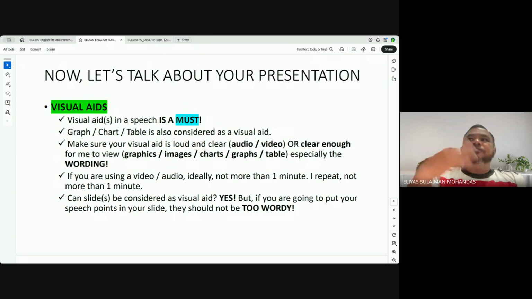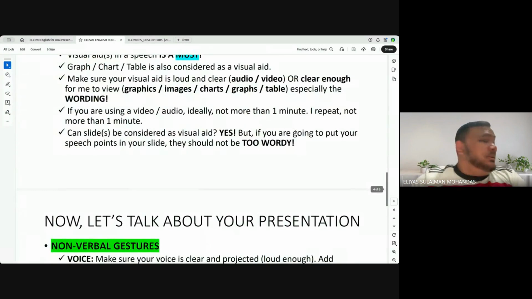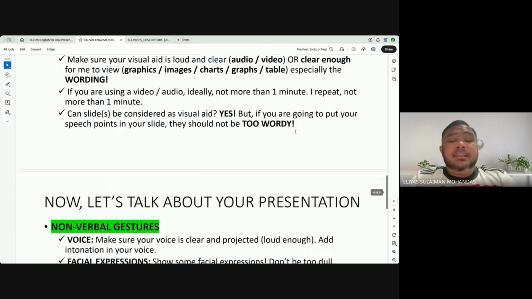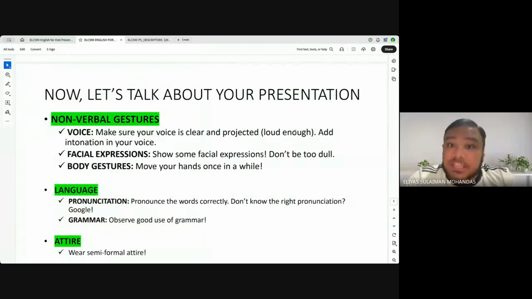Visual aid, if you have visual aid, you'll get marks. That's all. But that should not be the center of the speech. The center of your speech should be you, because you are the speaker. Now, that is done. Next is for us to talk about the non-verbal gestures.